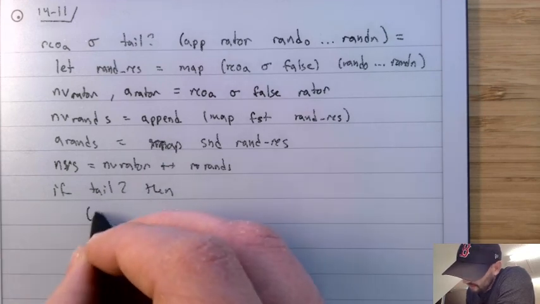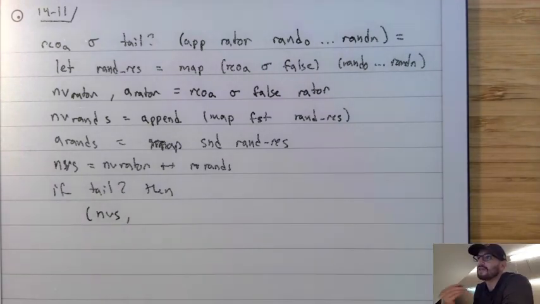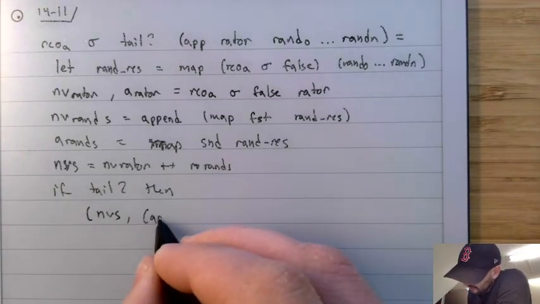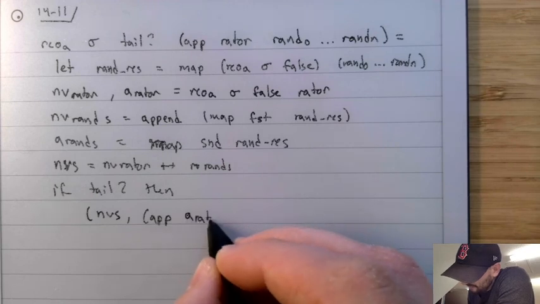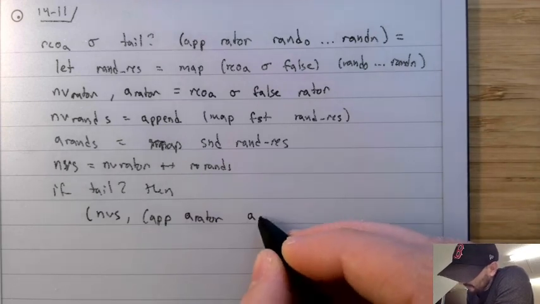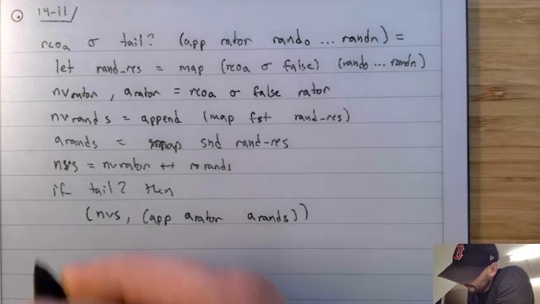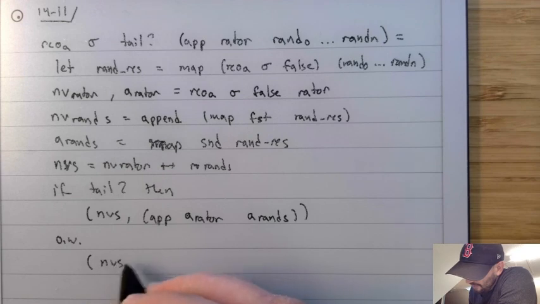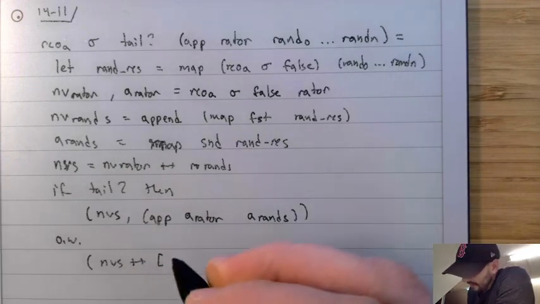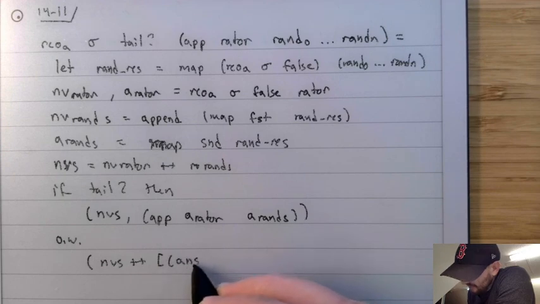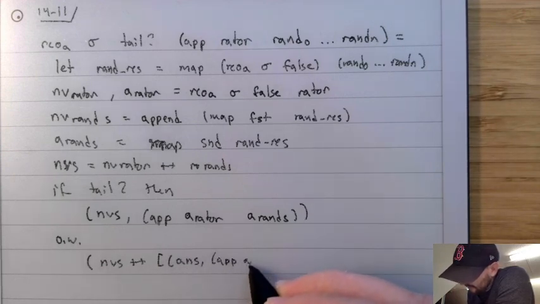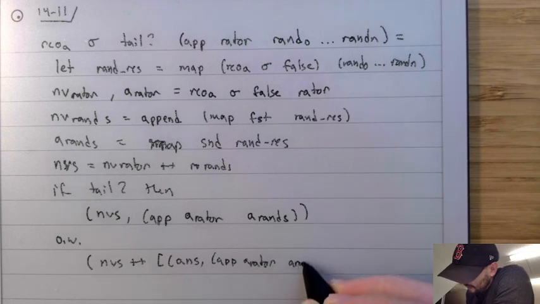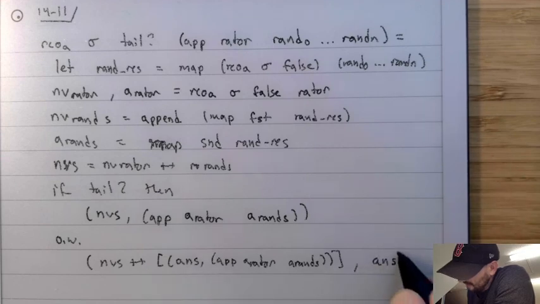Okay, so if we're in tail position, then we'll return the new variables, and then we need to return an application to the argument for the operator and the arguments for the rands. Otherwise, we're not in tail position, so in that case we need to generate a new variable. So we'll have all the new variables plus one more, which will be saying that the answer is an application of the new argument, and we'll return that final answer.